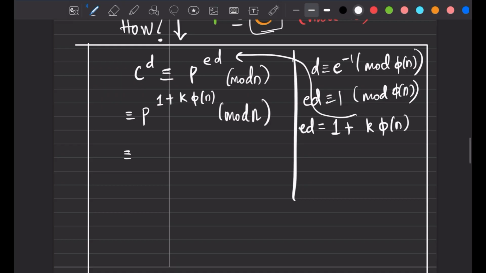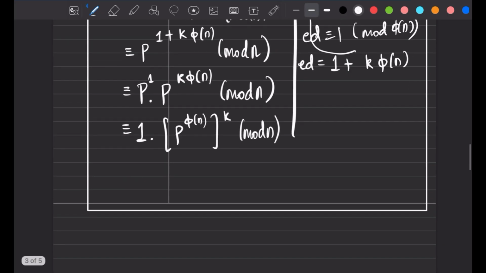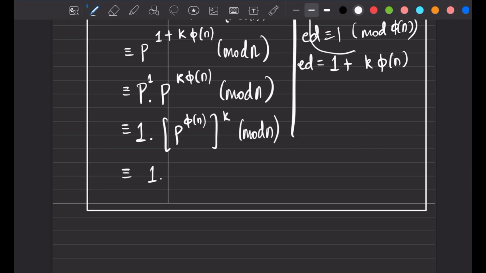Now, if you use your basic law of indices, you will notice that this is nothing but P raised to 1 multiplied by P raised to K phi of N modulo N. Now, this P raised to K times phi of N can be written as P raised to phi of N, the whole raised to K modulo N. Now, it's very obvious that this is nothing but P. But this P raised to phi of N is actually congruent to 1 modulo N, the whole raised to K.